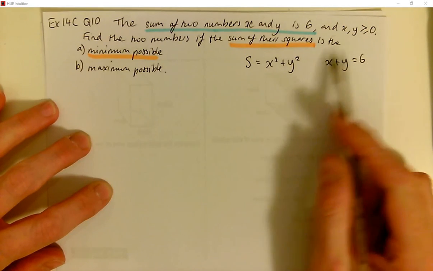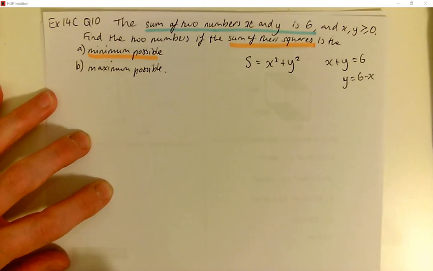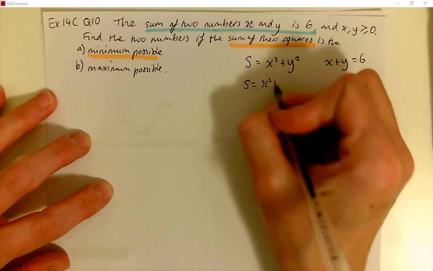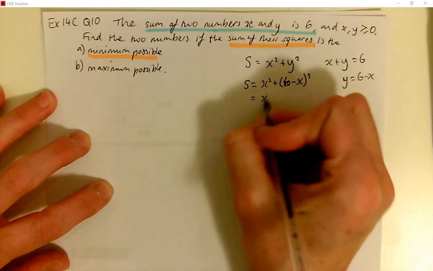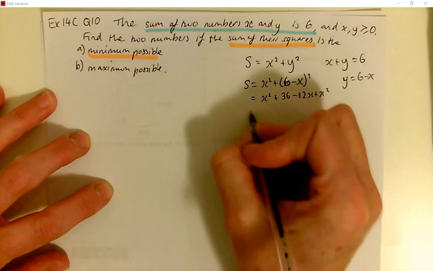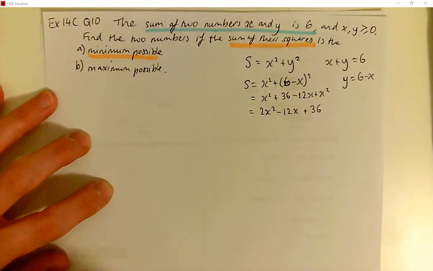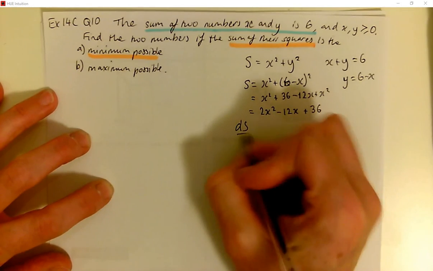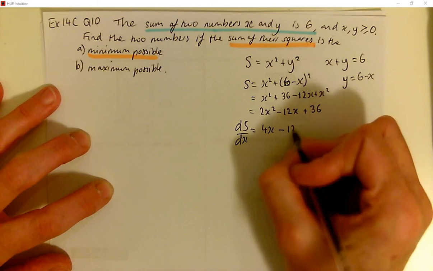And we can use this to write one variable in terms of the other. So let's have y is 6 minus x. Now we can rewrite our sum of squares as x squared plus (6 minus x) all squared. We expand that out and tidy it up. Now to minimize, we differentiate and set it equal to 0. So dS by dx is going to be 4x minus 12.